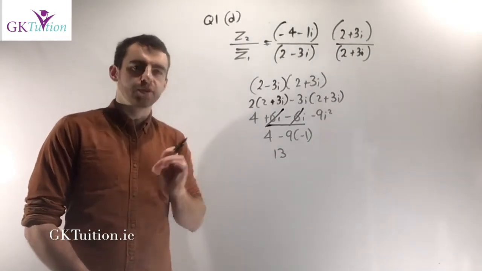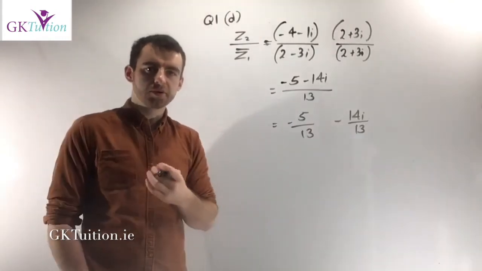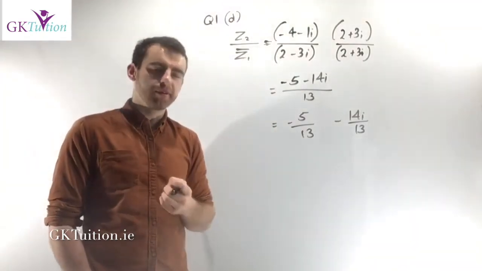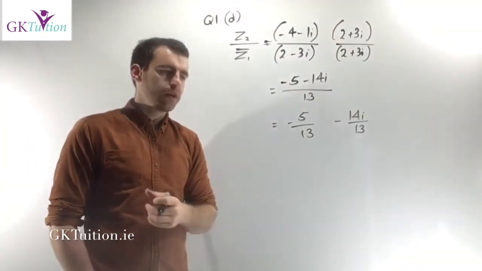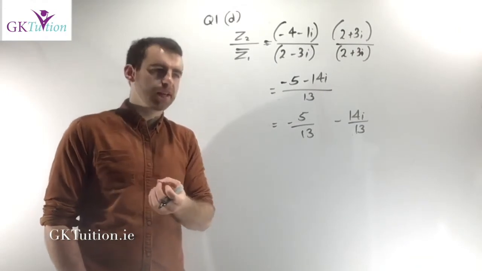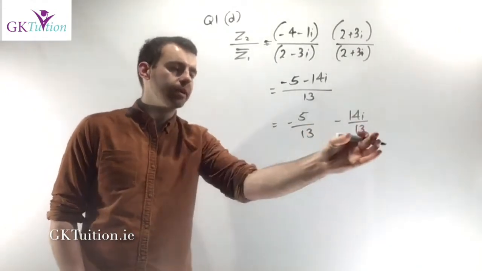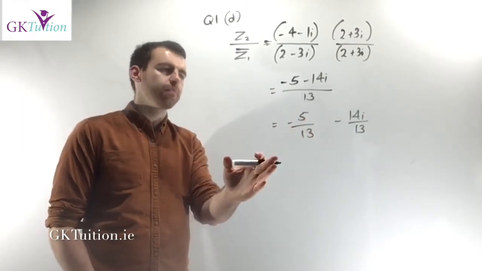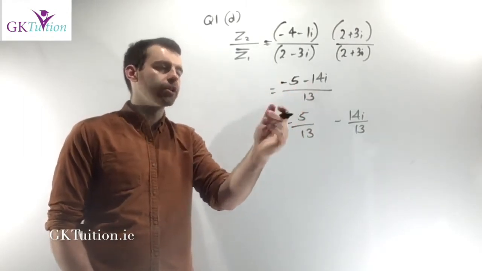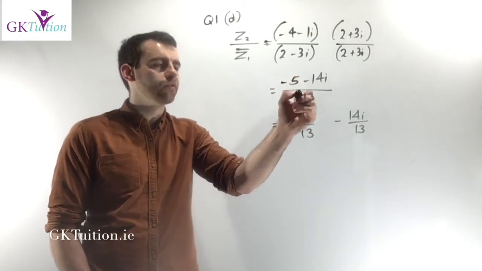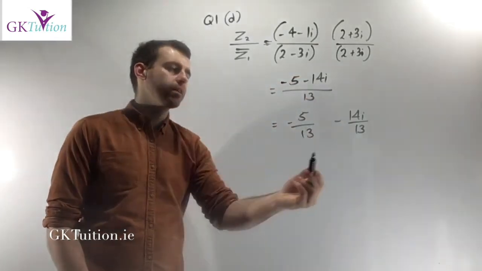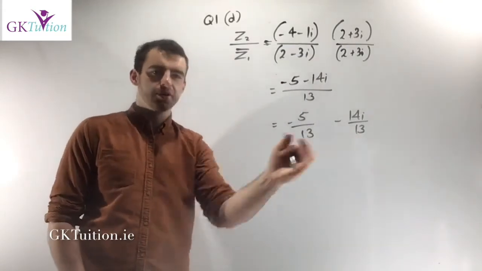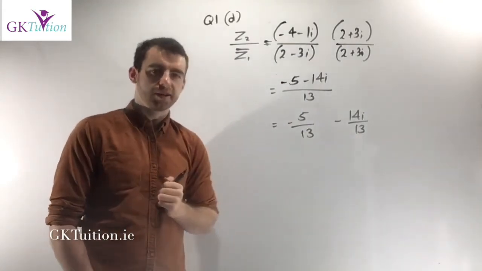Now let's just put both of those bits together. When I multiplied out the top, I got minus 5 minus 14i. And when I multiplied out the bottom, I got 13. Now usually the way that the marking scheme will leave it is they split up the real bit and the imaginary bit. So my advice to you is to always split it up like this. Rather than writing it as just one fraction, I took the real bit, which is minus 5 over 13, and then the imaginary bit, which is minus 14i over 13. I just have them as two separate terms. And that's your final answer for part D.